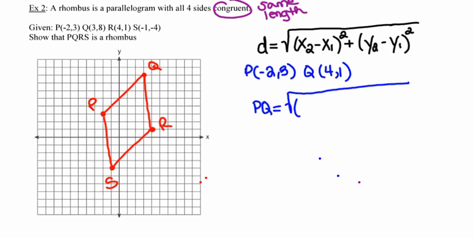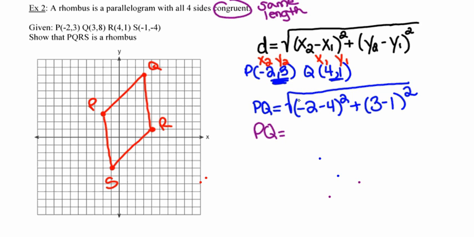And I'm going to say -2 subtract 4 quantity squared plus 3 subtract 1 quantity squared. Now it's important to notice here that I use -2 as my x2 and 4 is my x1. If -2 is my x2, then 3 must be my y2. And since 4 was my x1, 1 must be my y1. So this was my x2, my y2, my x1, and my y1. It really doesn't make a difference what you use for x2 and what you use for x1, as long as you pair up the y values with the appropriate x values. The distance from P to Q is really the same as the distance from Q to P.